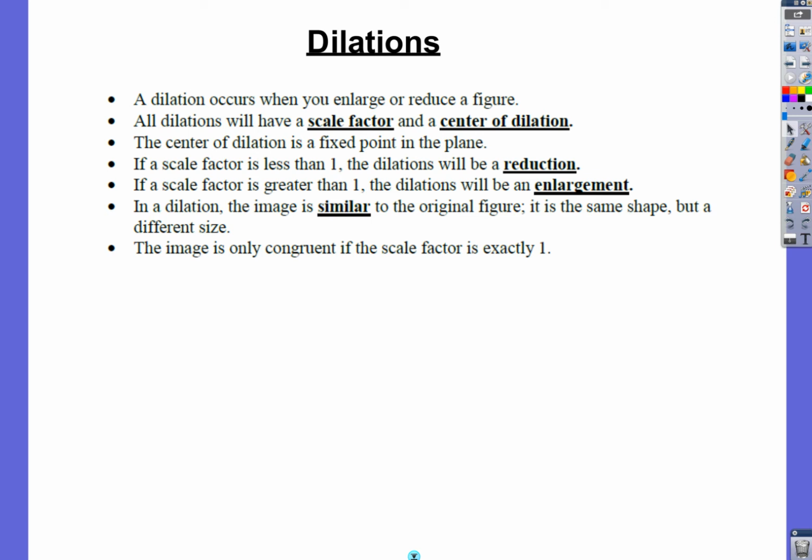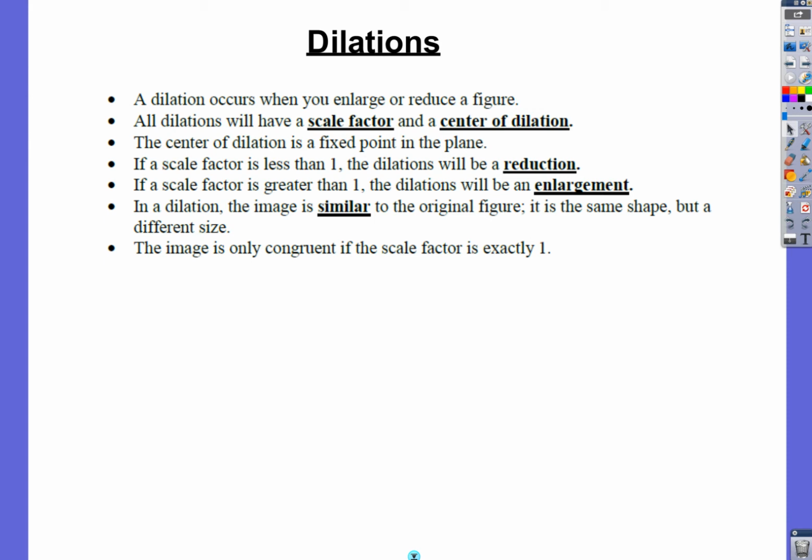Okay, so for dilations, we talked about scale factor, we talked about center of dilation. What's the most common center of dilation? Yeah, the origin is the one that you have to know mostly. That's where all of the formulas come from, assuming that you're dilating around the origin.